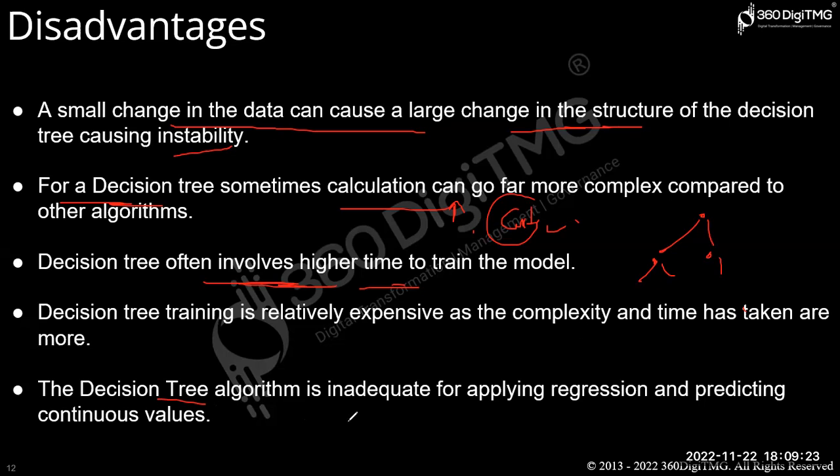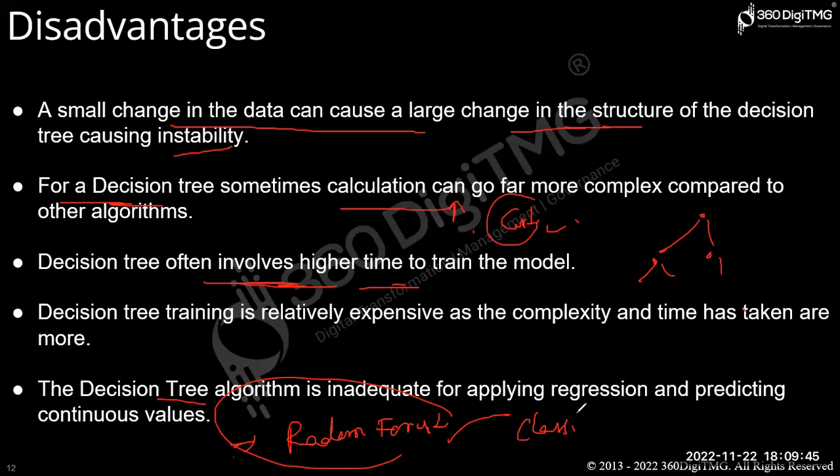The decision tree algorithm is inadequate for applying regression and predicting continuous values. But if we make a few changes, we can go with regression. One of those is random forest. Random forest is also a decision tree based algorithm, and we can do both classification as well as regression. So these are the disadvantages and advantages of the decision tree.